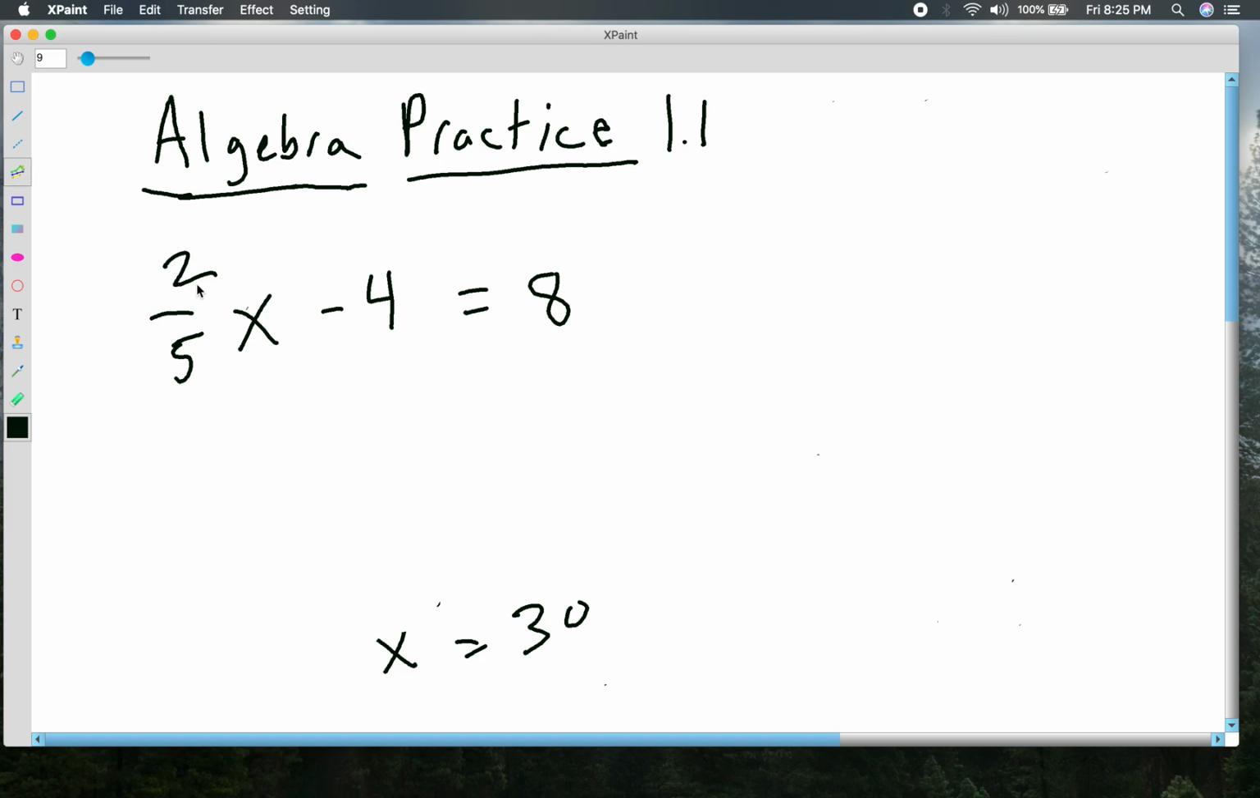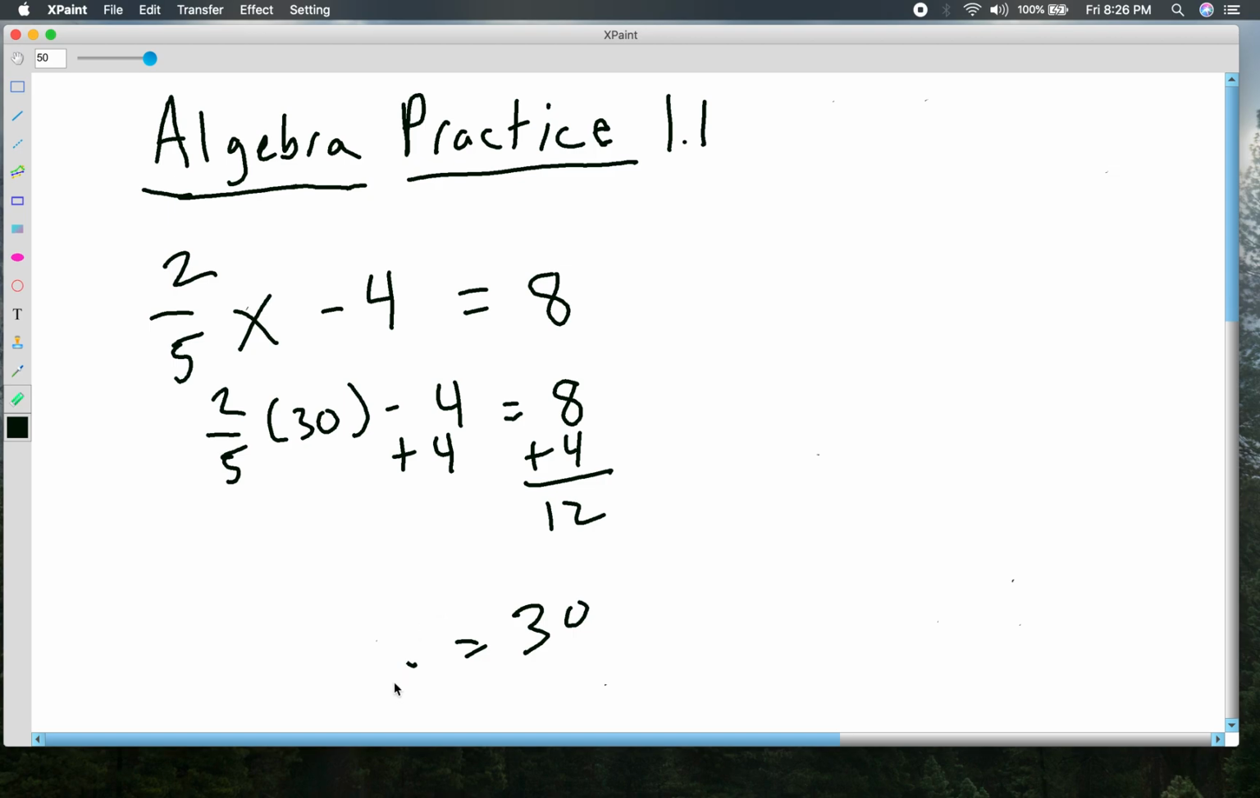All right. So 2/5 x. If x is 30, that's 2/5 times 30 minus 4 equals 8. Okay, so 2/5 times 30 is the same as 2/5. Oh, my bad. I forgot to do something here. Make my life more difficult. We have to make sure we add 4 to both sides first. 12. Let me make sure I note down that our guess here is that x is 30.